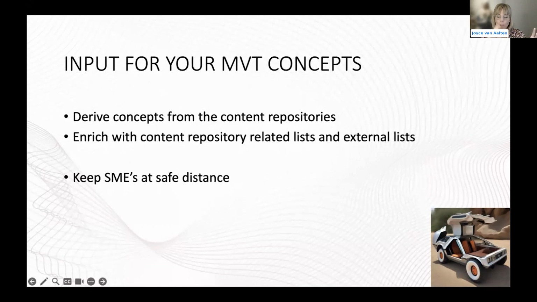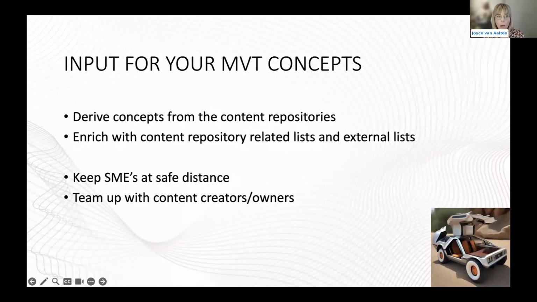Let's talk about the people involved, and a special remark on the subject matter experts. I do acknowledge that the subject matter experts, the SMEs, are important for your taxonomy development. However, at this stage, I try to keep them at a safe distance, because what I experience is that discussions with SMEs in this phase often led to more confusion than input for my MVT.